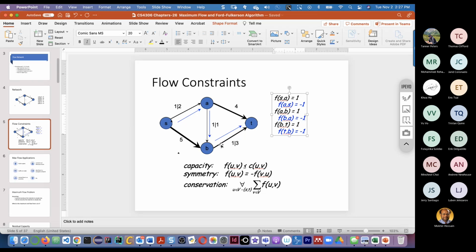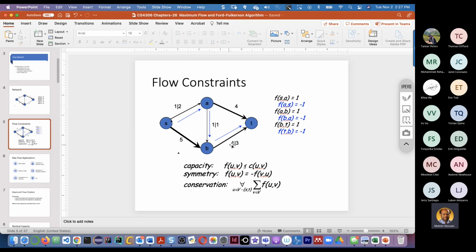And then flow of B to T, if we pass 1 unit, then flow of T to B will be negative 1 unit.